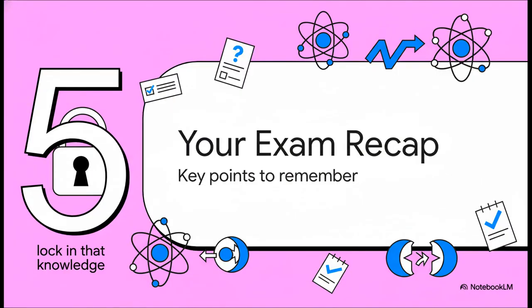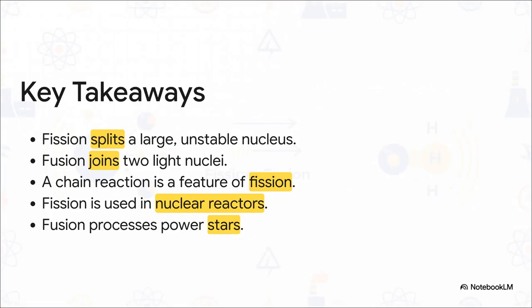Phew. Okay, we have gone through a lot of information there. So let's just take a moment to boil it all down with a final recap. These are the absolute non-negotiable points you have got to remember for your exam. All right, you ready? Let's drill these in. Number 1, fission splits. Number 2, fusion joins. Got it? Number 3, a chain reaction only happens with fission. Number 4, both of them release huge amounts of energy. Number 5, the one we use today in power plants is fission. And finally, number 6, the one that powers the stars is fusion. If you can remember those 6 things, you are absolutely golden.